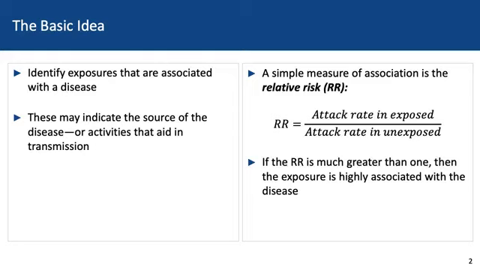A simple measure of association in a risk factor study is relative risk, or RR, as it's sometimes denoted. The relative risk is the attack rate in the people who've had some exposure versus the attack rate in people who did not have exposure. If this relative risk is much greater than 1, then the exposure is highly associated with the disease.